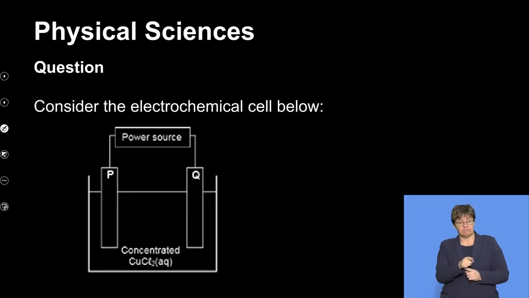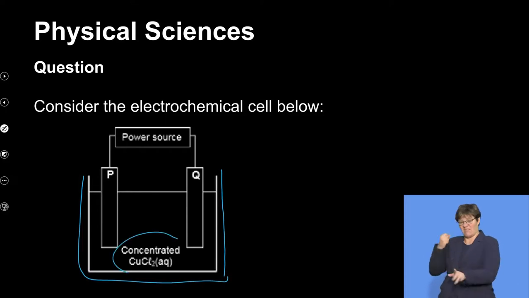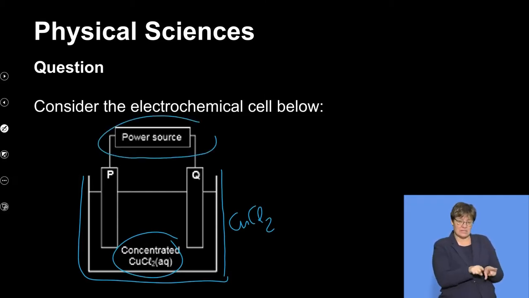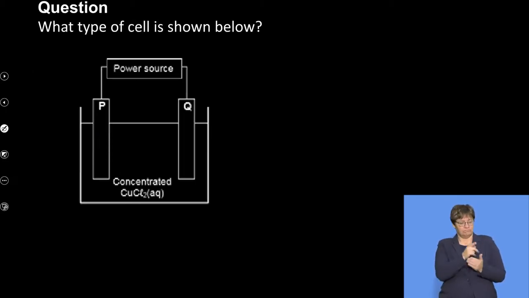Consider the electrochemical cell below, and what you'll see is that we've got one cell. So there's the one container. We've got a concentrated solution of copper chloride in the solution. So we've also got a battery or a power source. So I'm sure that you'll be able to see from that that this is an electrolytic cell.